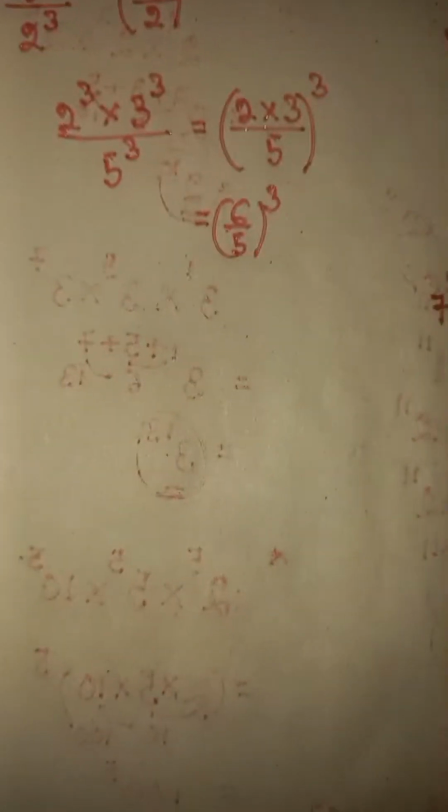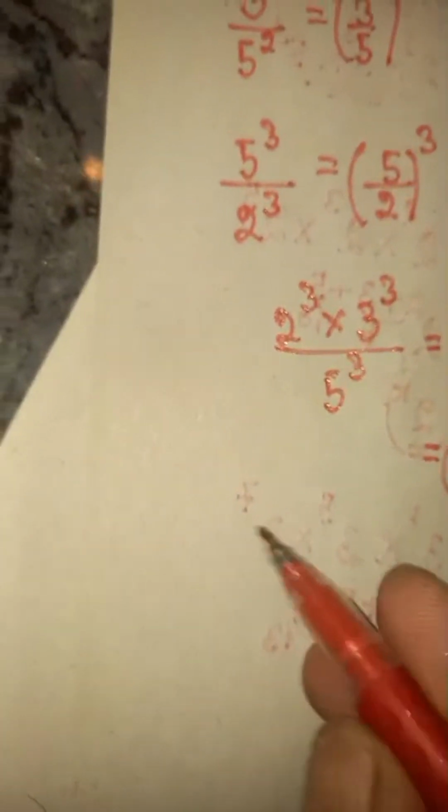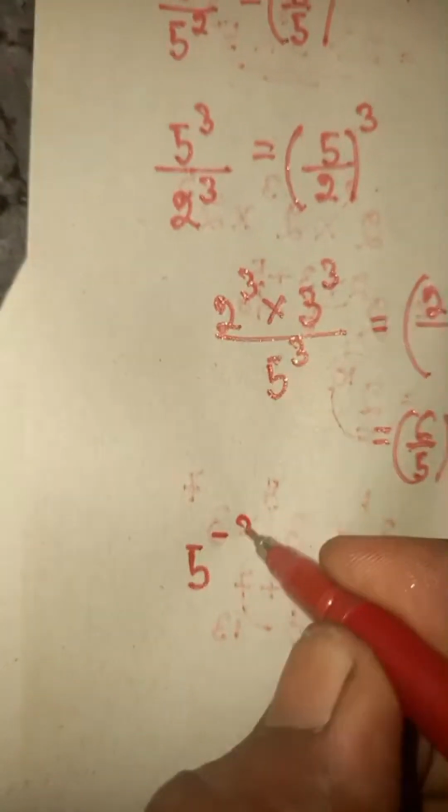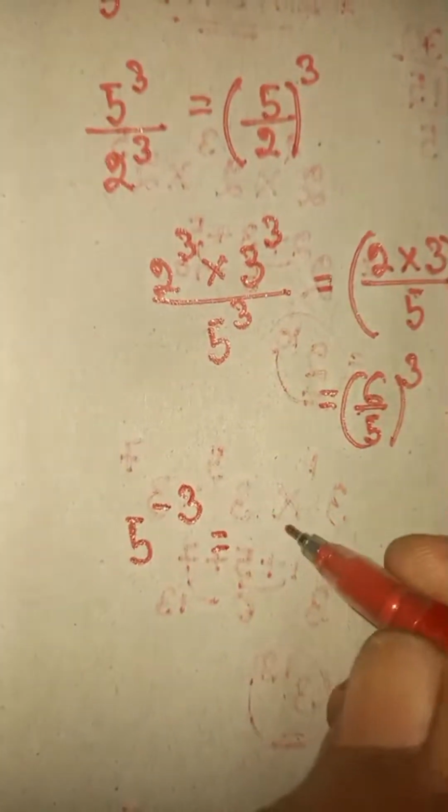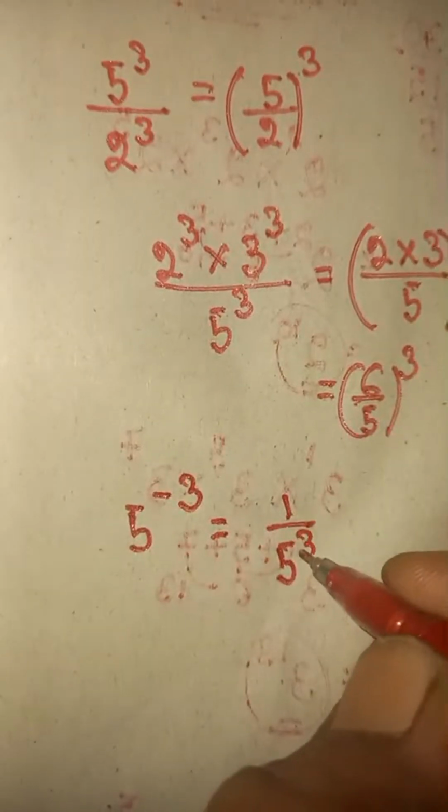Let's take one more problem. Here they are giving us 5 power of minus 3. You need to write it in positive form, that is 1 by 5 cube.